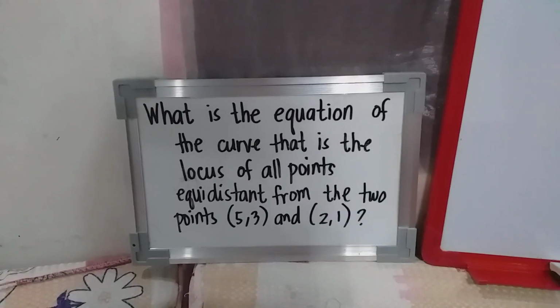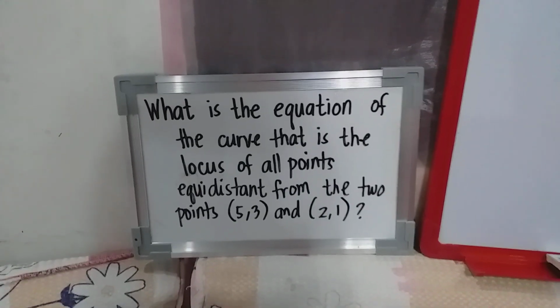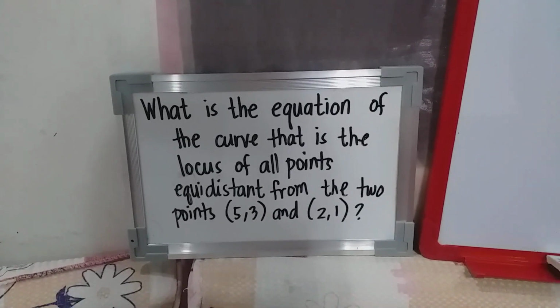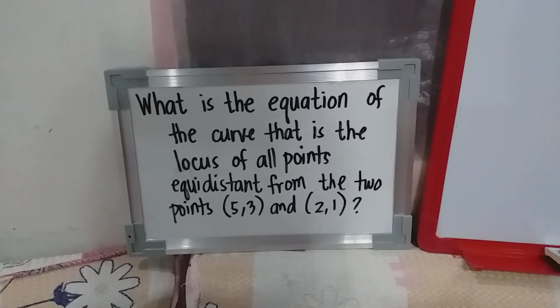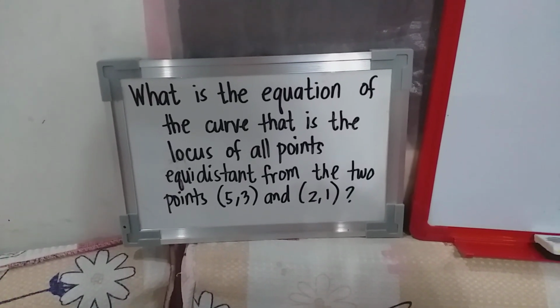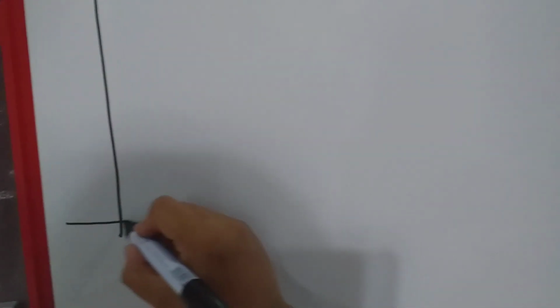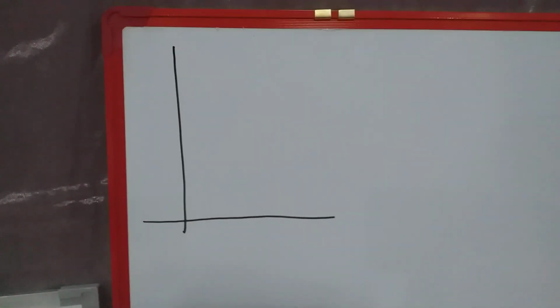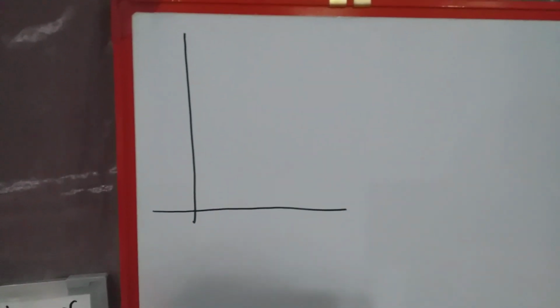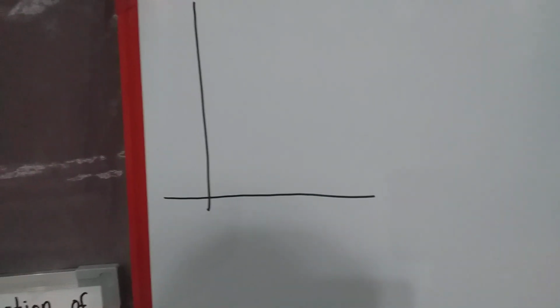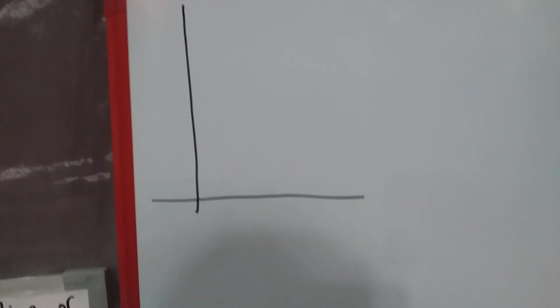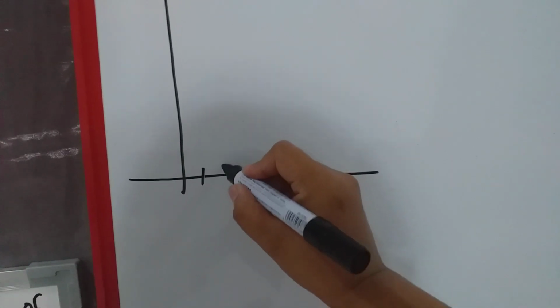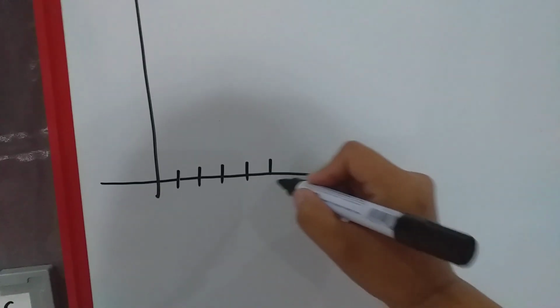Our first example is, what is the equation of the curve that is the locus of all points equidistant from the 2 points (5, 3) and (2, 1)? So to solve this one, first thing that we do is we will plot the points and draw the locus of all the points equidistant from the 2 points (5, 3) and (2, 1). So we'll plot, or locate first, the given 2 points.